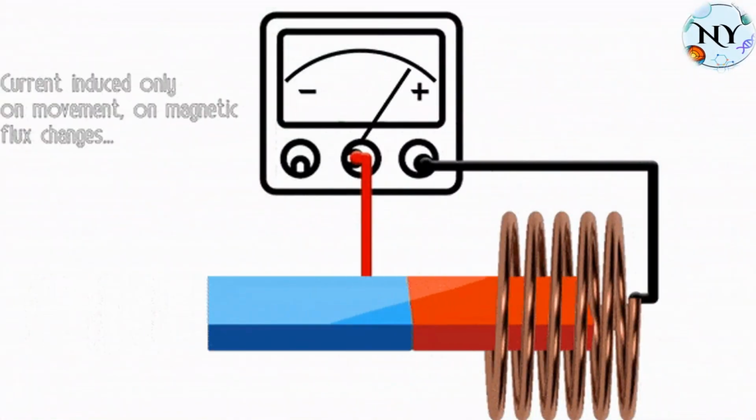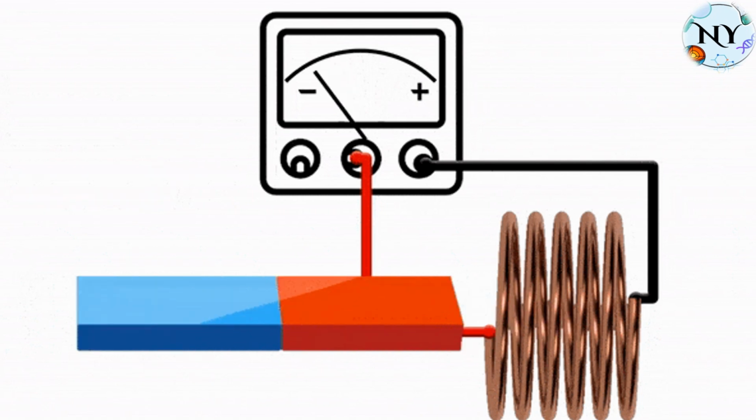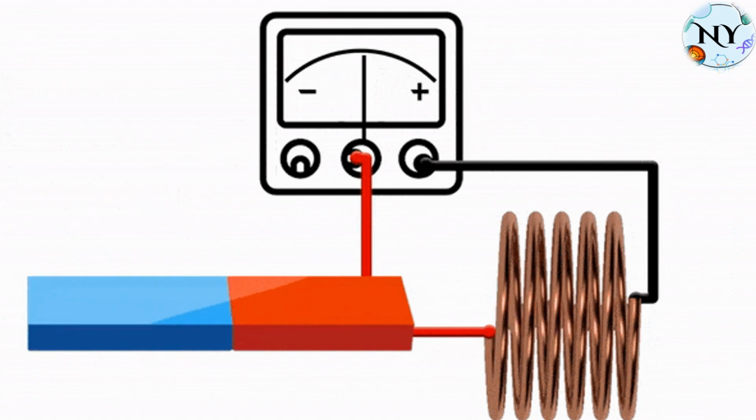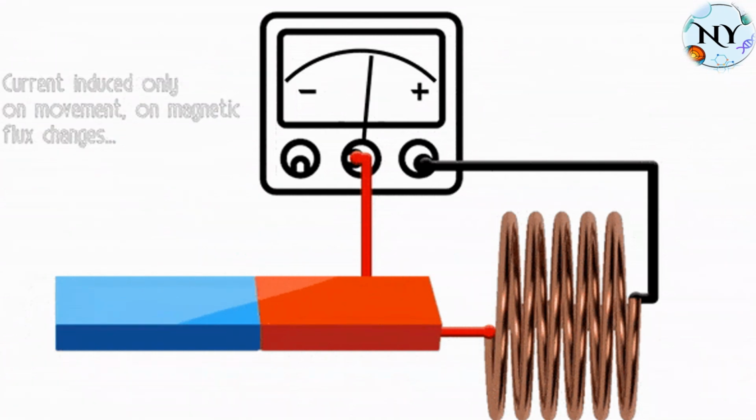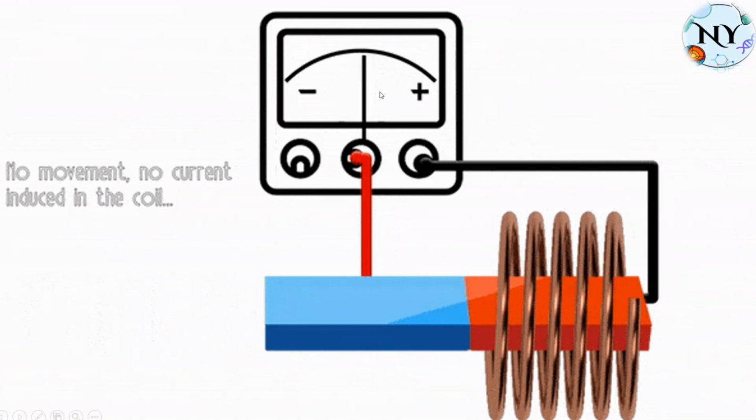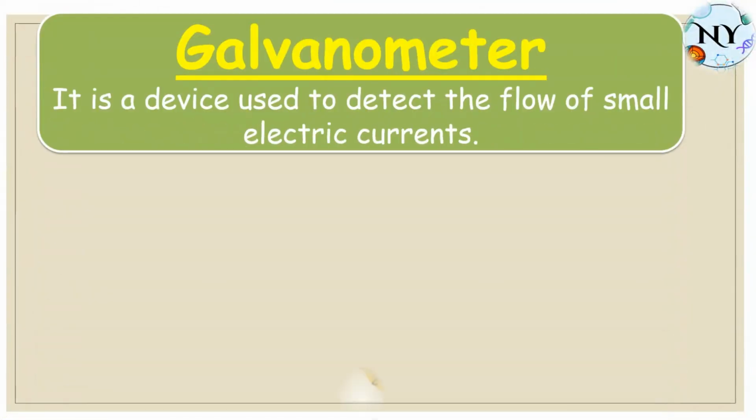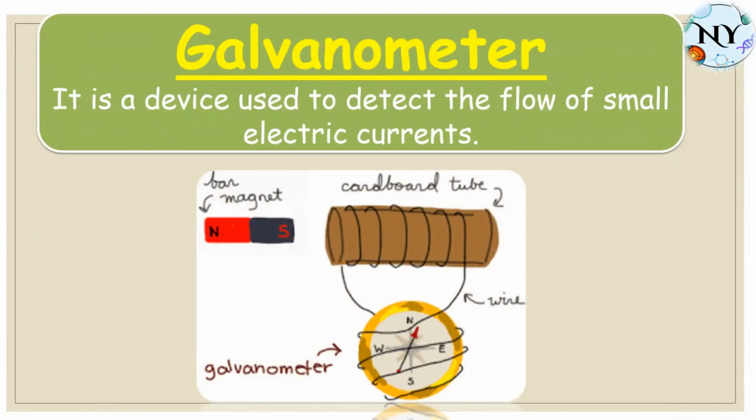So as we can see here, when we move the magnet inside the coiled wire, electricity is produced. But how can we detect electricity, or how can we measure that there is an electric current flowing through the wire? By using a device. This device is called a galvanometer. It's a device used to detect the flow of small electric currents. So the key words here are small electric currents.